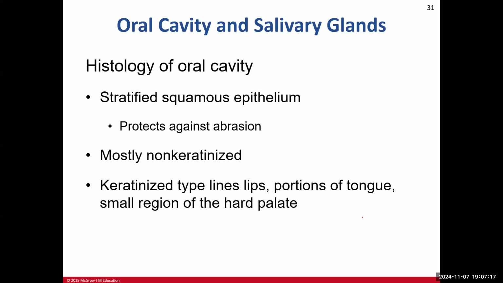So all those cells are alive there, right? But it's stratified because when you're eating things and chewing, you're going to be sloughing off layers of the epithelium. So it would be bad if it was simple, because then you'd always be bleeding. Thank God it's not. So I'm almost going to guarantee you'll probably have a test question asking you about the histology of the oral cavity. I don't know yet because I haven't made the test.